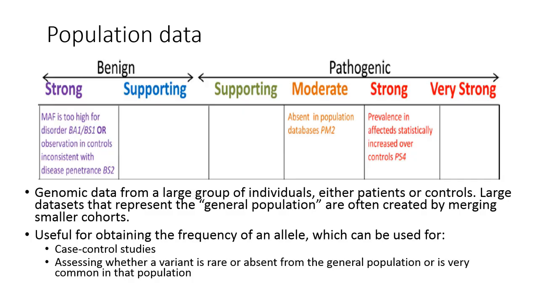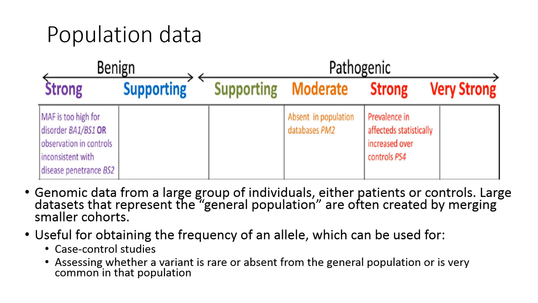Population data refers to the use of genomic data from large groups of individuals, either patients or controls. Population databases can provide the frequency of an allele or genetic variant in these populations. If case and control populations are available in adequate size, then case-control studies can be performed to determine if a variant is present in affected individuals statistically more often than in controls. This is considered strong evidence that a variant is pathogenic, abbreviated as PS4.